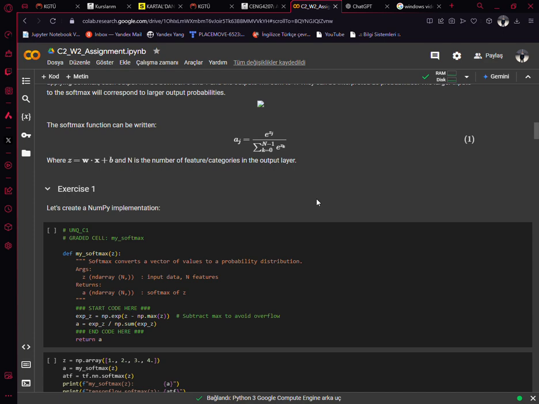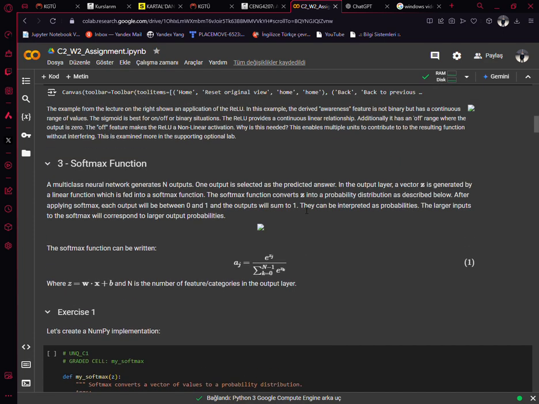ReLU, which stands for rectified linear unit, is one of the most common activations. It introduces non-linearity to help the model learn complex relationships and handle large datasets. ReLU outputs the input directly if it's positive, otherwise it outputs 0, which helps prevent issues like exploding gradients.